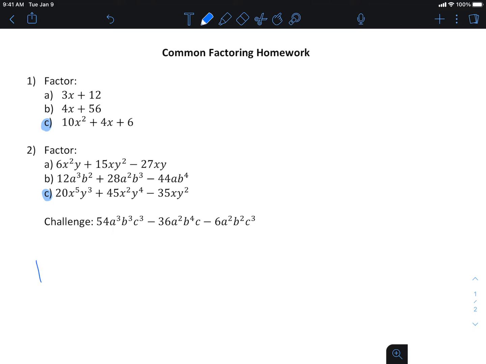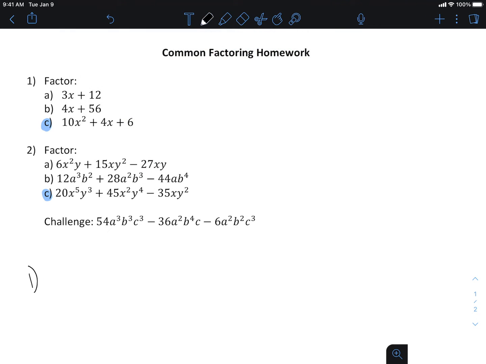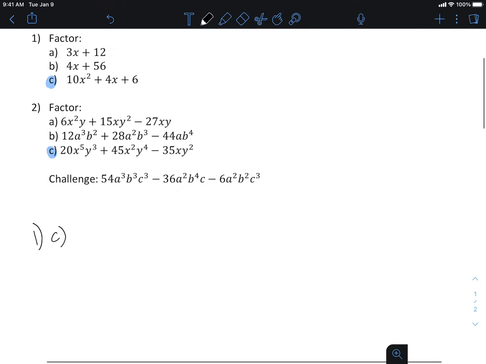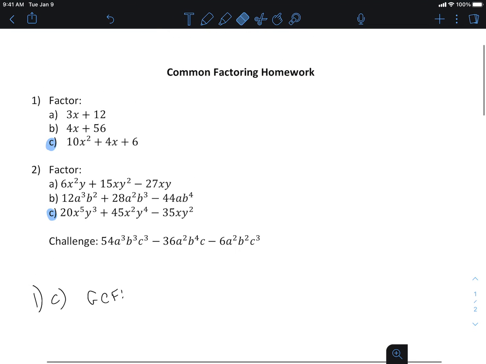So let's do 1C, okay? This is asking me to factor, so factoring basically gives me the pieces, right? If it's factored by greatest common factor, you're trying to find the GCF, the greatest common factor. That means the biggest thing that goes into all three terms.